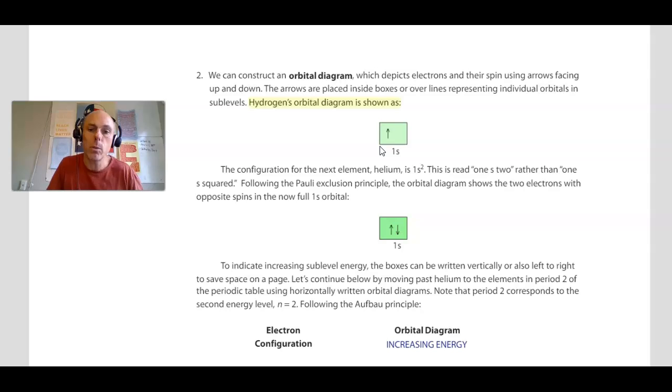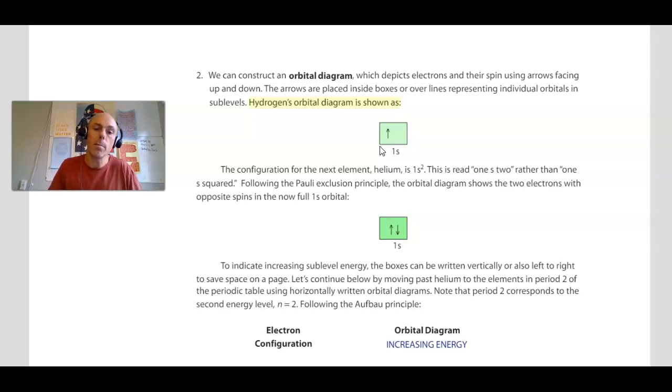In these boxes we place arrows. Because each box represents an orbital, and because we know each orbital, no matter its size or shape, can hold only 2 electrons, we will only ever at most put 2 arrows in each box. These arrows can either point upward or downward. Those 2 options represent the 2 spins that electrons can assume. This electron in hydrogen's 1s orbital has an up spin.